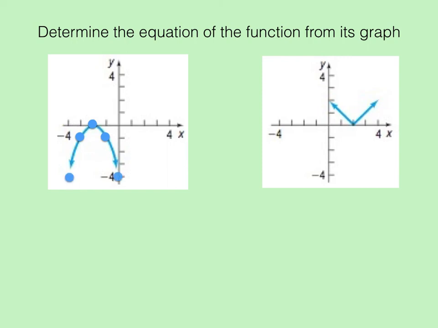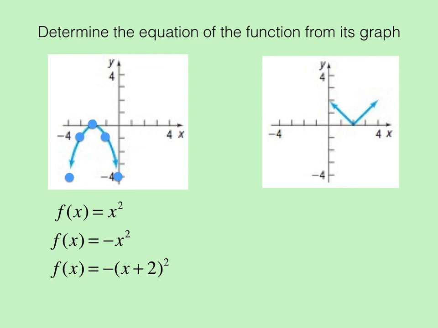So the equation form will start with f of x equals x squared, which is the equation of the parent function. Now remember, it's opening down, so I need that negative. And because the vertex is shifted 2 to the left, I need to include plus 2 after the x inside the parentheses.